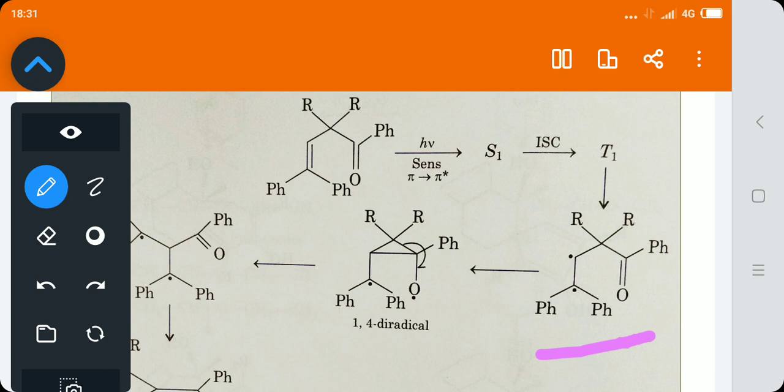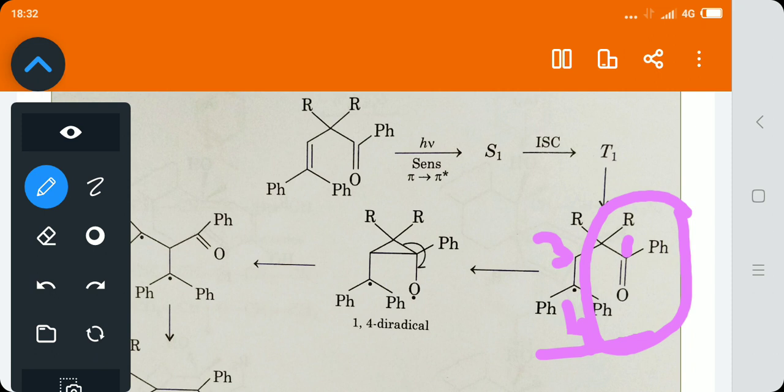So mainly if I number the carbonyl carbon as 1 and the adjacent as 2, and this is going to be 3 and this will be 4 carbon. So now the first step will be the bond breaking at C3 and C4 to give rise to two free radicals at carbon 3 and carbon 4. Now the next step will be the carbonyl group again will have a bond breakage wherein there will be a free radical formed at carbon 1 and also at oxygen.